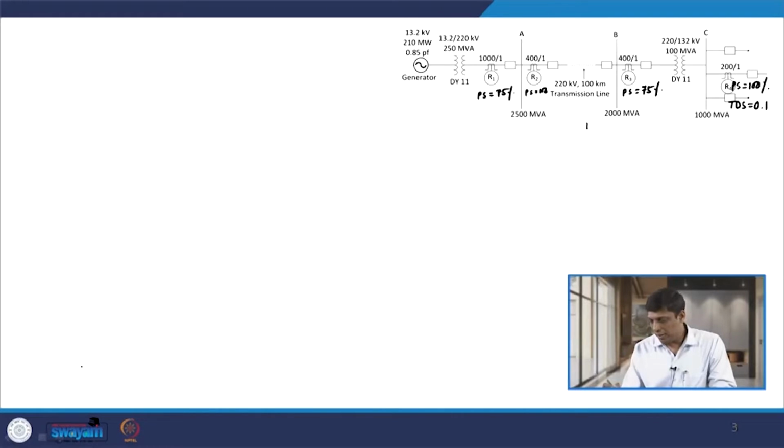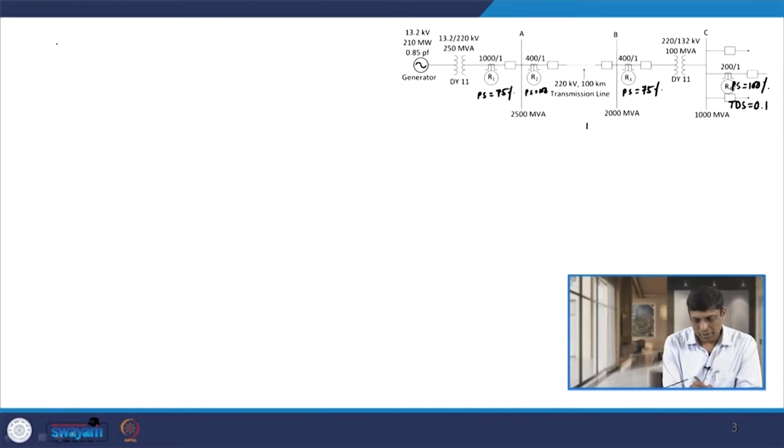In this example, the plug setting and time dial setting of relay R4 is given, and we need to calculate the plug setting and time dial setting of the other relays, that is R1, R2 and R3. In the last class we have solved and calculated the plug setting of R3, R2 and then R1. So with this, let us start our discussion on how to calculate the time dial setting of these relays.